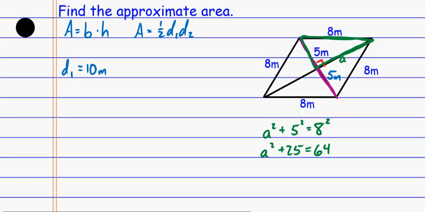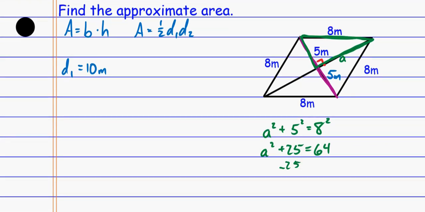I'm going to subtract the 25 from each side. I like to use a different color when I subtract things from each side. And now from here, notice it did say to find the approximate area. Well, because I'm going to have to take the square root of this guy, and that's not going to give me a nice, neat value.